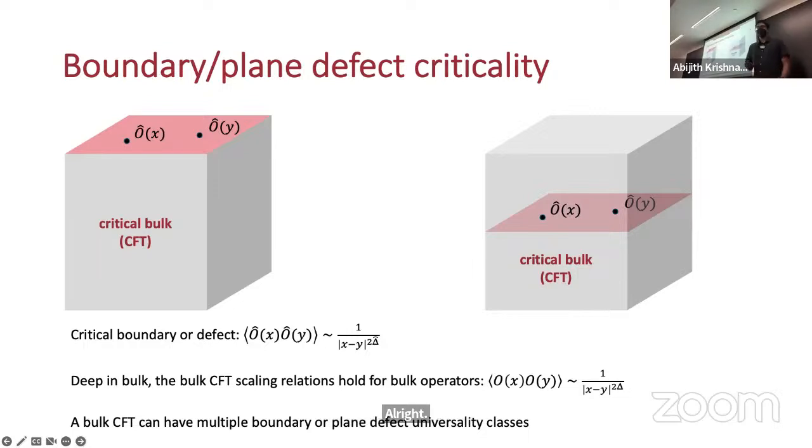So we'll start with a system whose bulk is tuned to its critical point, and we'll examine the different universality classes that can arise on the boundary. In general, deep in the bulk, the bulk CFT scaling relations will hold for bulk operators. So for example, operators O in the bulk might have some scaling dimension delta. However, when we go to the boundary, the operators, when promoted to the boundary, might have a different scaling dimension delta hat. And in general, bulk CFT can have multiple boundary or plane defect universality classes.